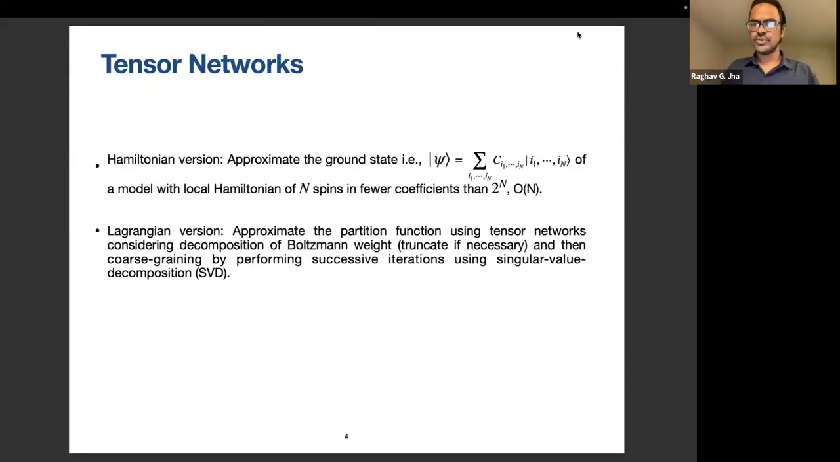Okay, so as I mentioned before, what is the state of the art which we know right now in the tensor network numerical quantum many-body systems approach. There are two versions. One is the Hamiltonian version, one is the Lagrangian version.